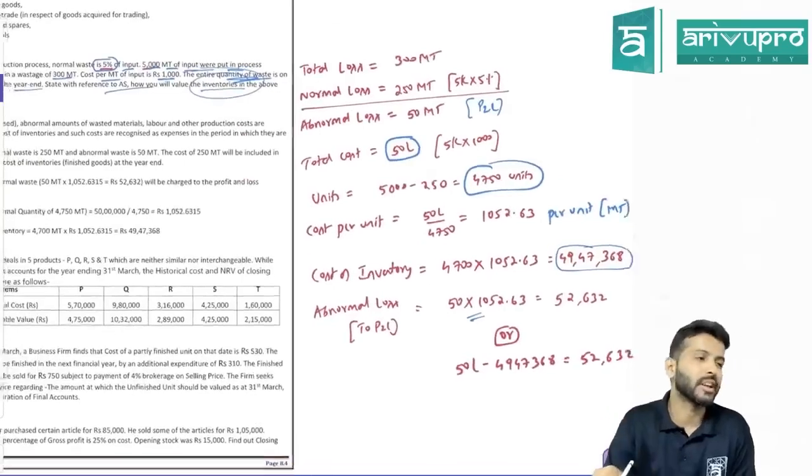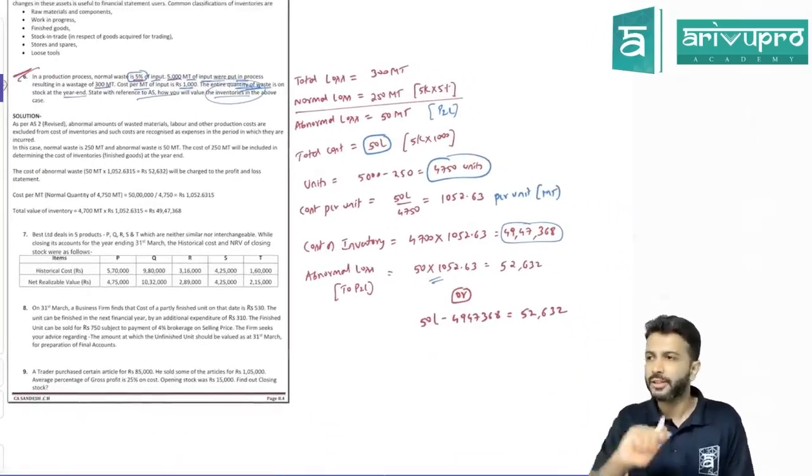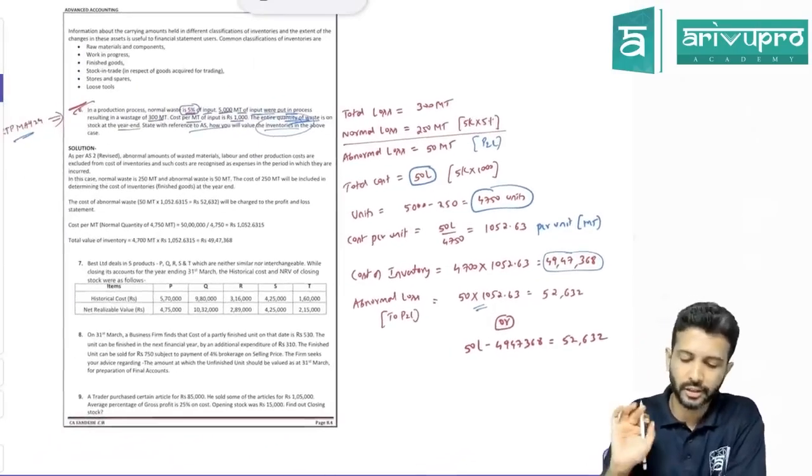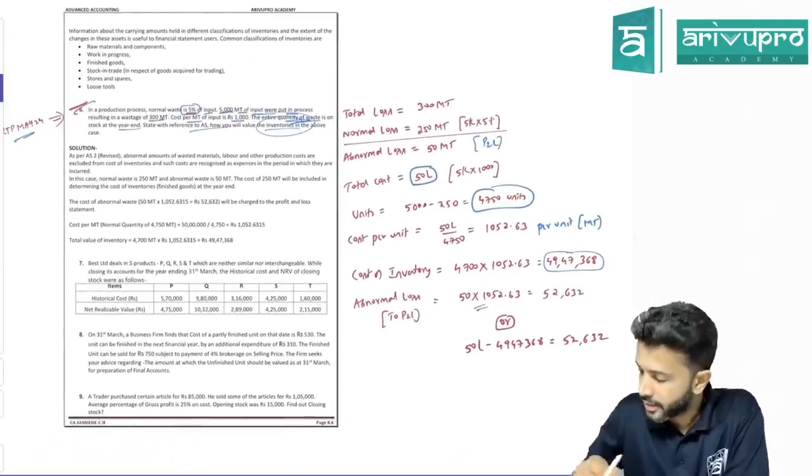This is what has come as a case study with multiple options. Select the value of inventory. You will select the value of inventory as 49 lakh 47,368 like this. Comfortable? I'll move on to the next.